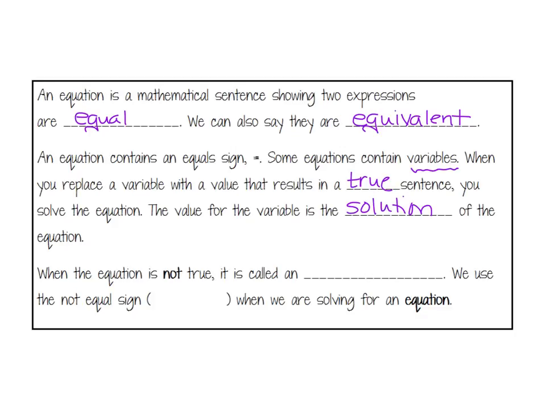When an equation is not true, it's called an inequality. We use the not equal sign, which is an equal sign with a slash through it, when we are solving for an equation. We will be doing items with inequalities. There are other symbols we can use, but we're not going to get into that today.